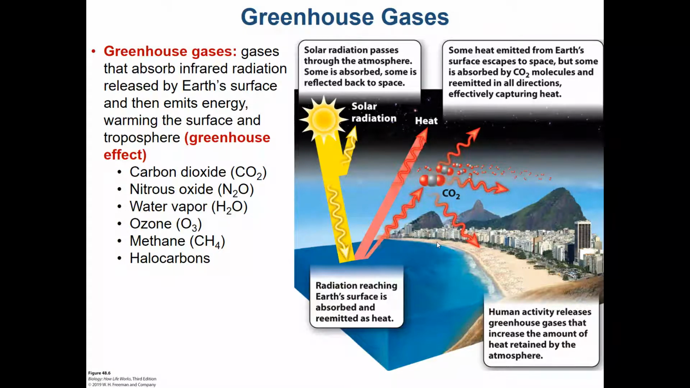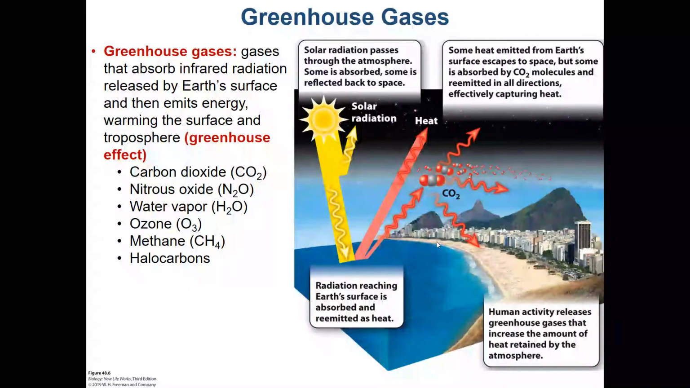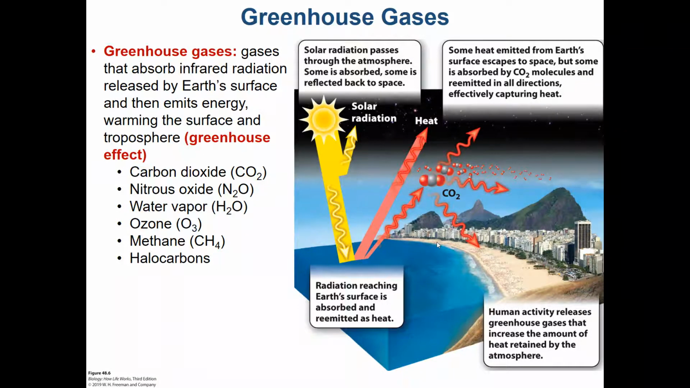Carbon dioxide has released nearly twice as much warming since the Industrial Revolution as methane, nitrous oxide, and halocarbons combined. We're now going to watch a video about how the greenhouse effect actually works.